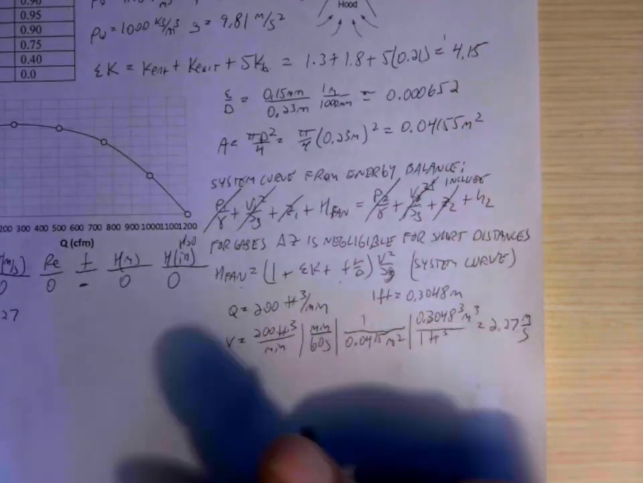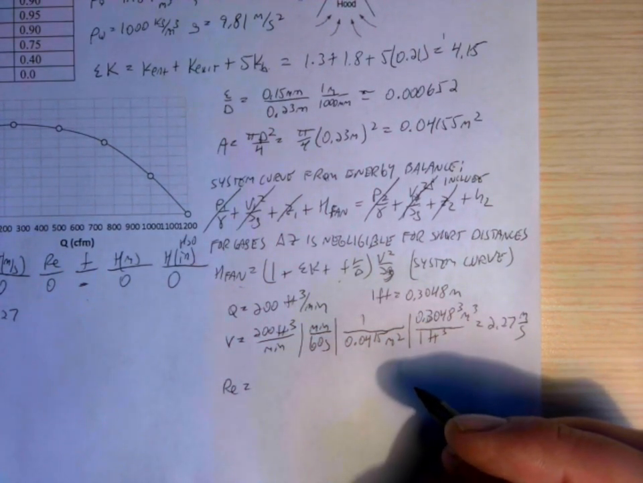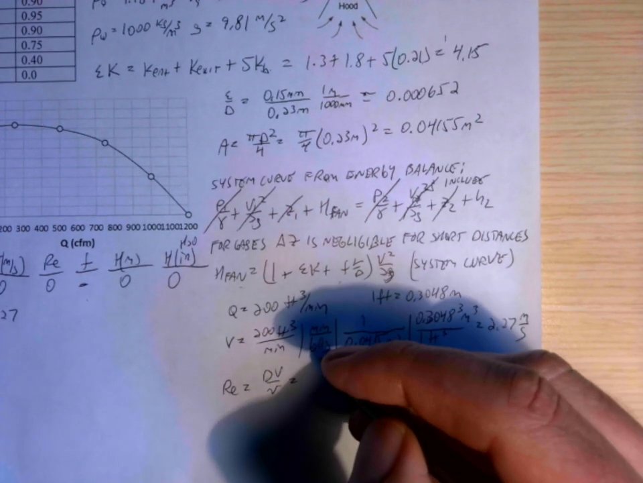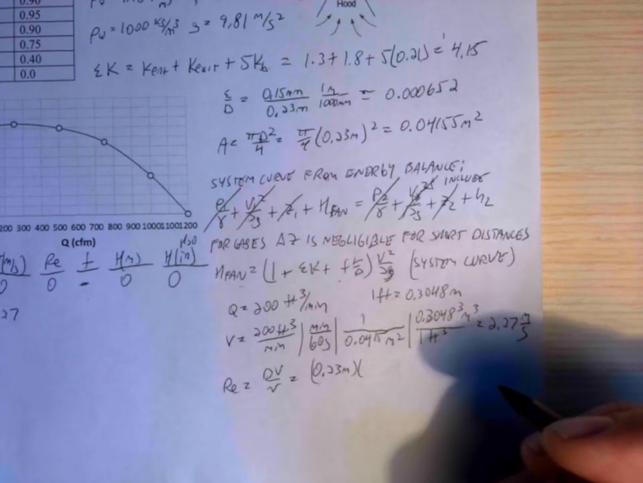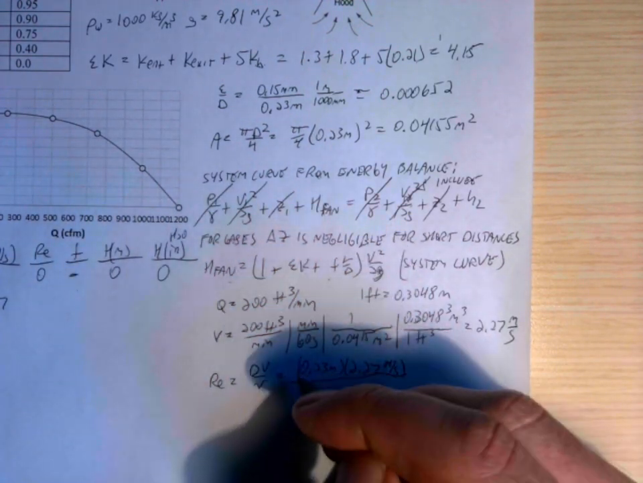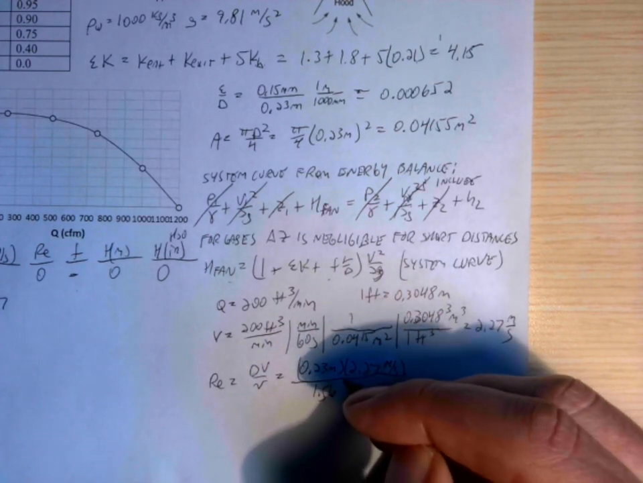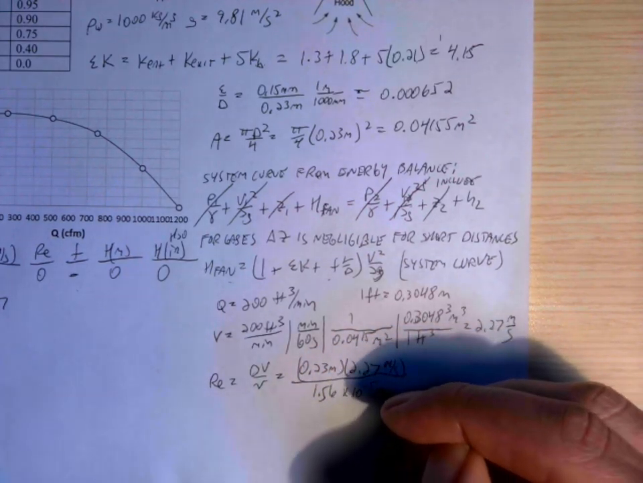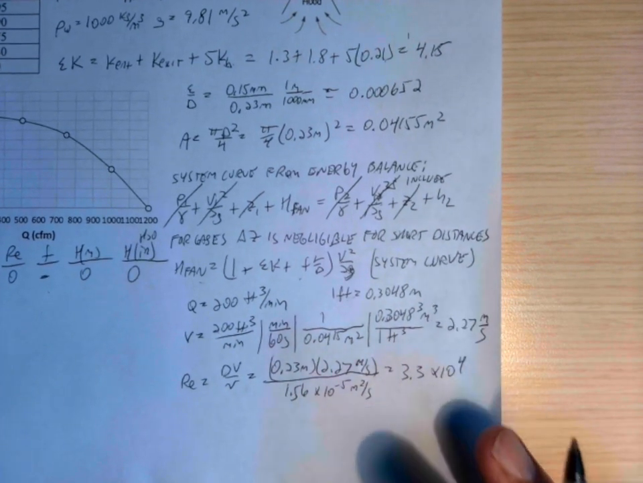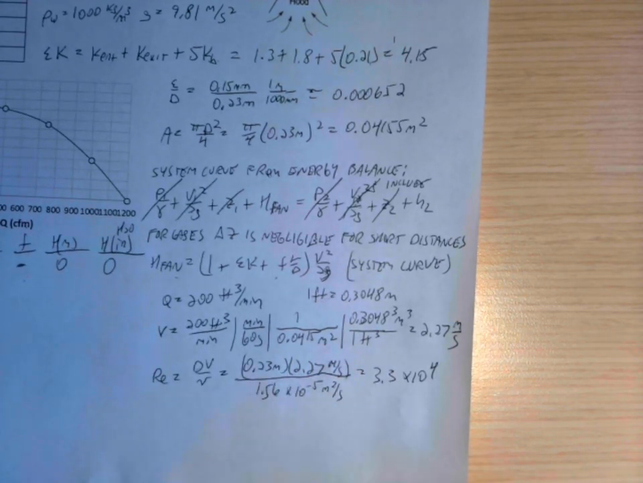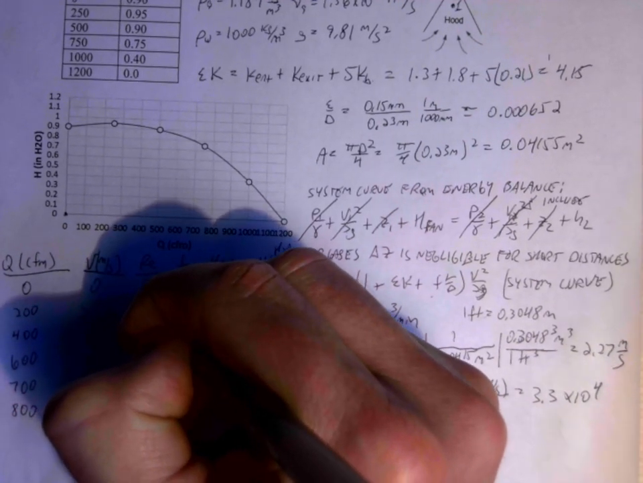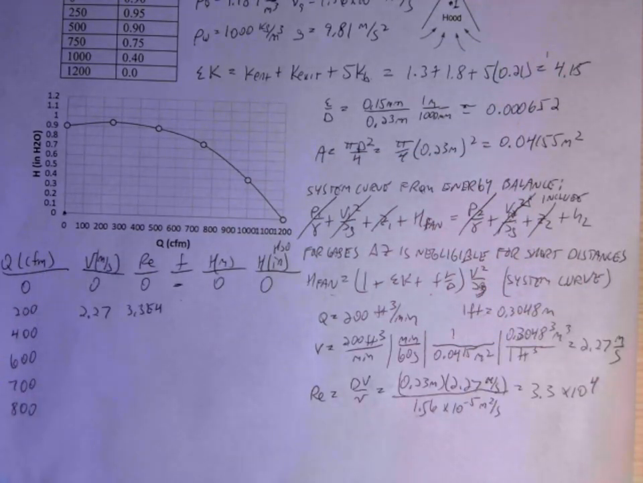And now I can get the Reynolds number. Reynolds number here is equal to D V over nu. And we have D equal to 0.23 meters, and V we just got was 2.27 meters per second, and the nu we had from the properties of the air, 1.56 times 10 to the minus fifth meters squared per second. And if I do all that, I get 3.3 times 10 to the fourth for the Reynolds number, and that's going to be dimensionless. Okay, and so then I can fill that out in the table over here. So I got 2.27, and now we've got 3.3, I'll just put E4. Maybe I should have written this table a little further left.